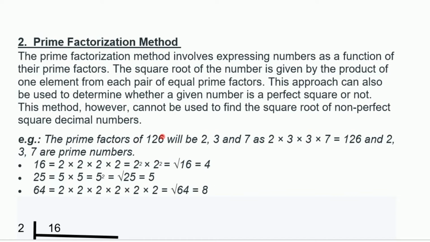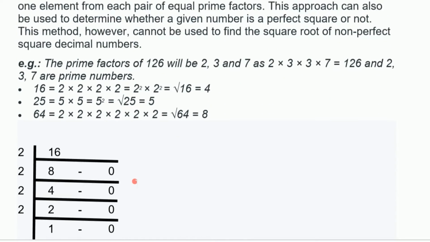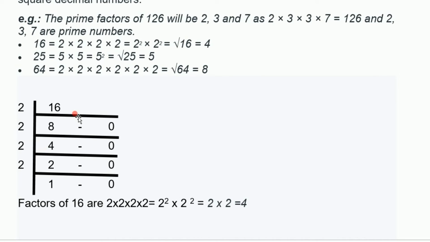For example, to find the prime factors of 126, first we will take 2 and check whether it is divisible by 2. Then we will take 3, the next number, and check whether it is divisible by 3, and then 7. That means we will take the prime factors up to the square root. So let us see an example.